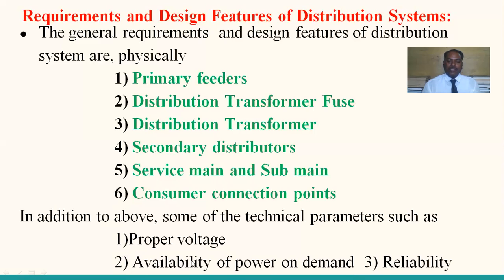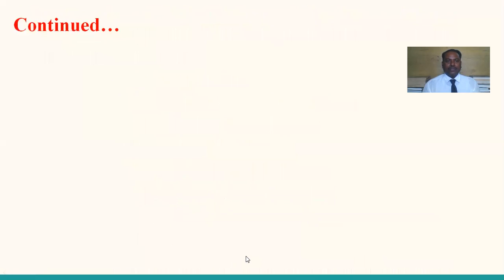The second parameter is availability of power on demand. This is another technical parameter. And then reliability. Reliability means continuity of the supply and quality of the supply. These all come under reliability. From the point of view of requirements and design features of distribution systems, primary feeders and so on are the physical equipment, and these others are the technical parameters. So let us discuss them one by one here.